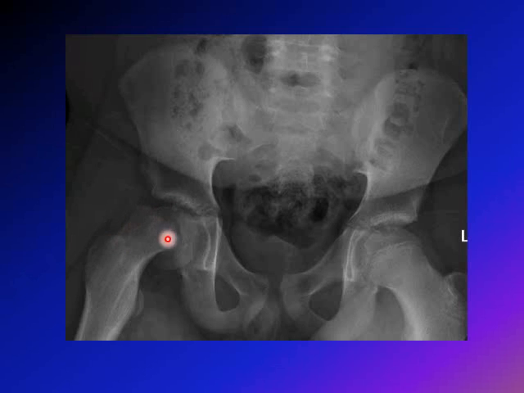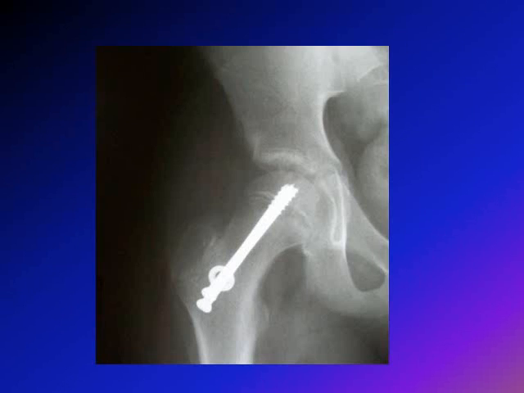The metaphysis here had slipped a lot in relation to his femoral epiphysis. So this child was taken to the OR, gentle close reduction was done, and he was fixed with 2 screws in situ.